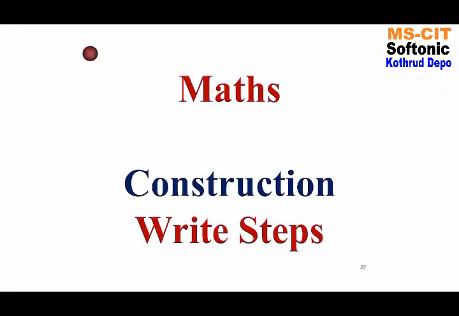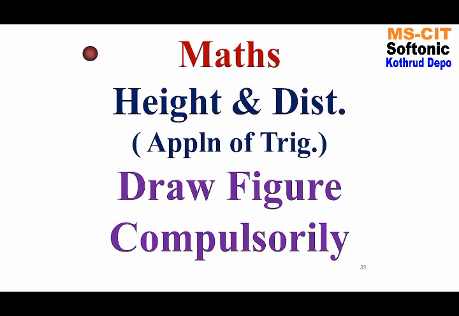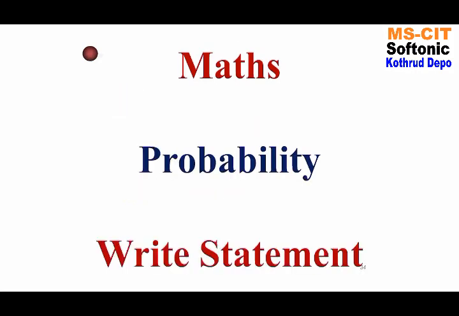In mathematics, in construction chapter, only drawing a good figure or correct figure is not sufficient. You must write steps also. In heights and distance, application of trigonometry, drawing a figure is compulsory. In probability, writing a statement is compulsory. For example, let A be the event of getting so and so. This statement is important. Only writing A is equal to and directly solving that sum is not good. You may lose some marks for that.